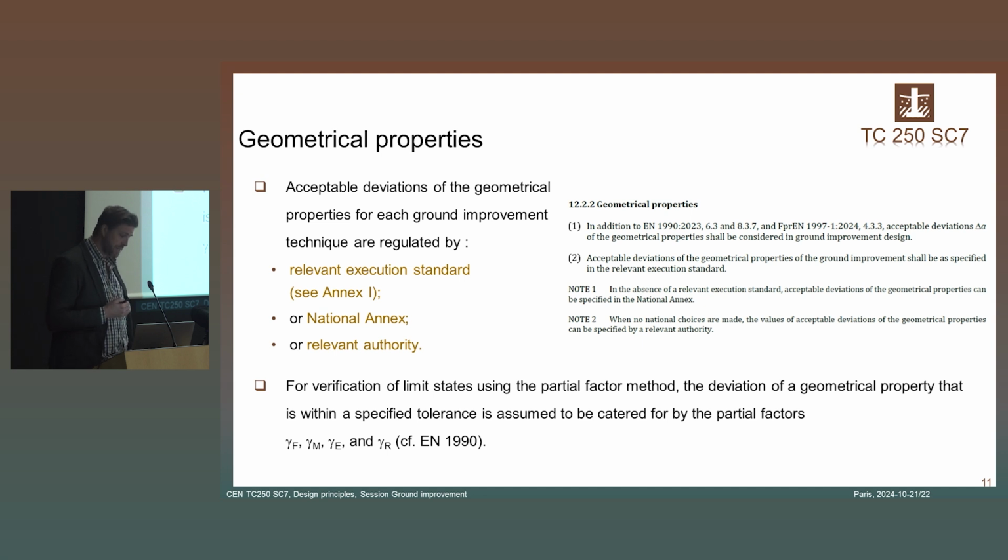What is important to mention is a sentence of the first Eurocode. For verification of limit states using the partial factor method, the deviation of a geometrical property that is within the specified tolerance is assumed to be catered for by the partial factors for the force, material, etc.